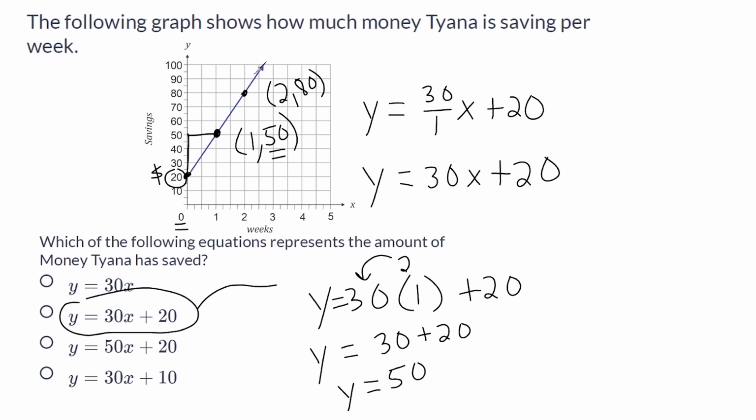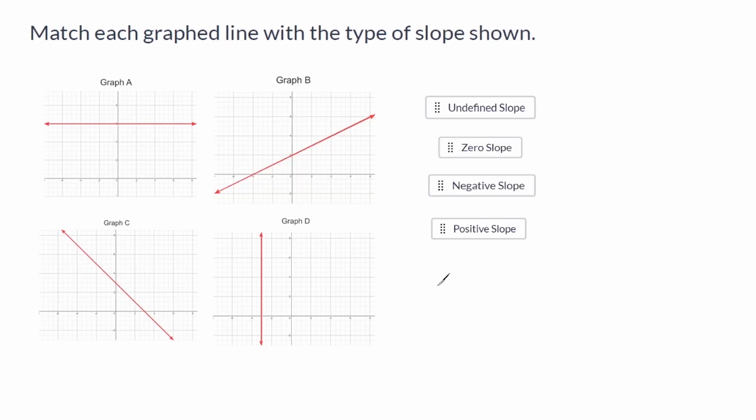All right, let's go to the next problem. Okay, what we have to do here is match each graph line with the type of slope shown. Now, this graph right here is a flat line. Whenever you have a perfectly formed horizontal line, that is going to have a slope of 0.